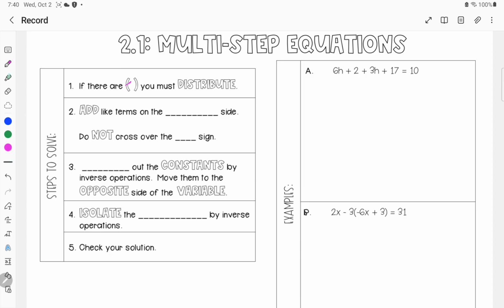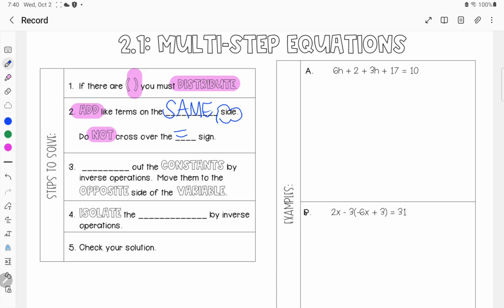So I'm going to mark off some things. You have highlighters if you need them. If you see parentheses, we need to distribute. Then we're going to add our like terms, and they have to be on the same side. Do not cross over the equal sign.